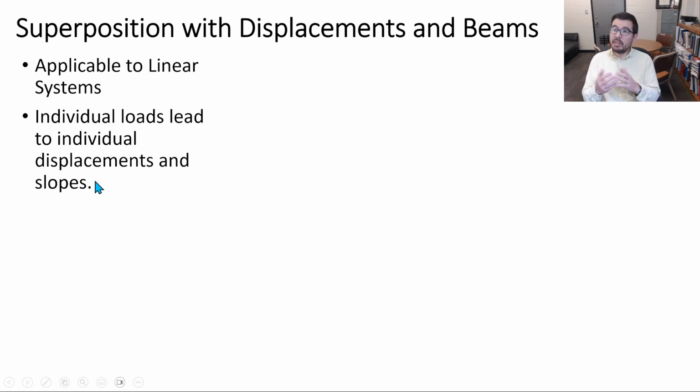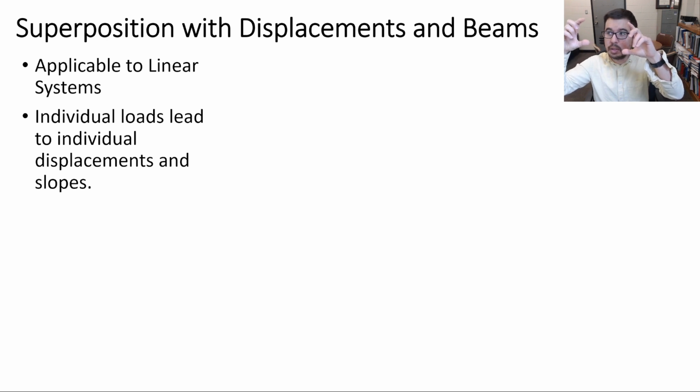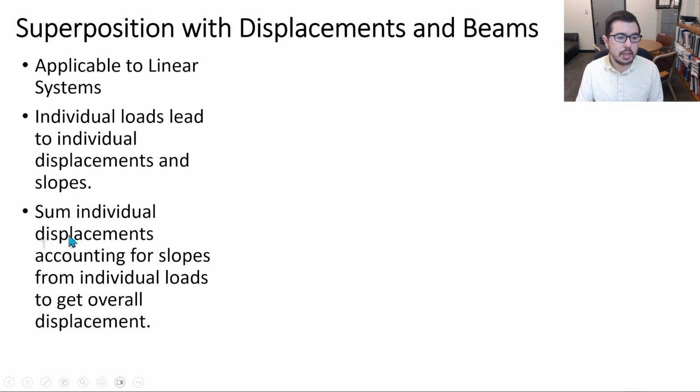And in fact, we kind of looked at this very early on when we had bars and we had rigid beams connecting them, and there was some rotation if you go back and look at what we did a while ago. So we have encountered this idea of having to not only deal with the displacements, but the slopes, and this will be another example. So the approach is essentially to make sure that we sum these individual displacements, and we also account for slopes from the individual loads when we're calculating this overall displacement.